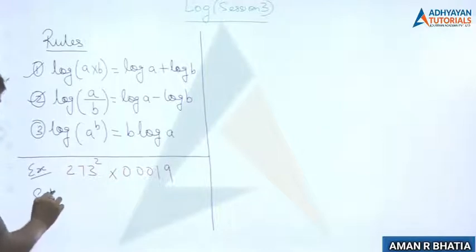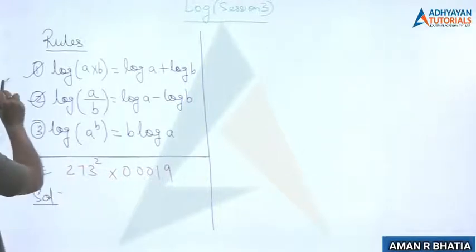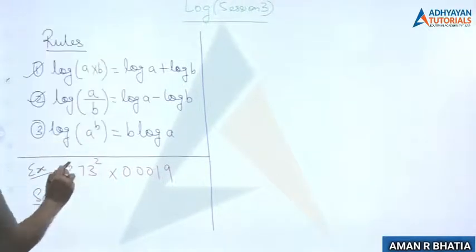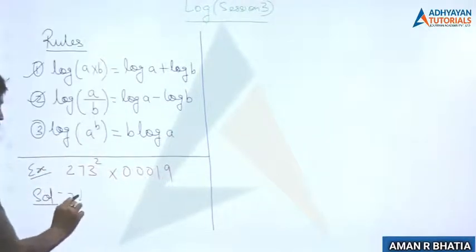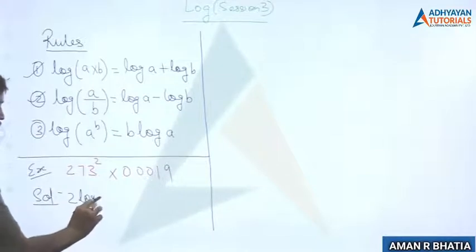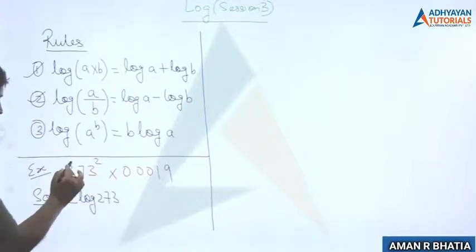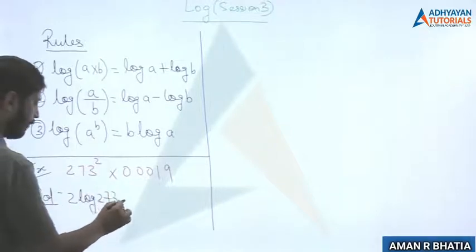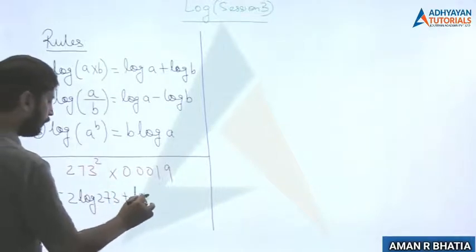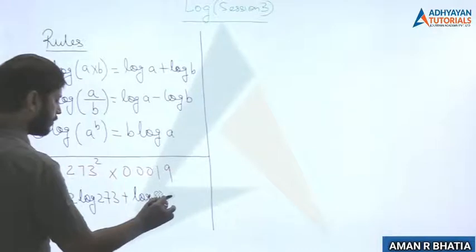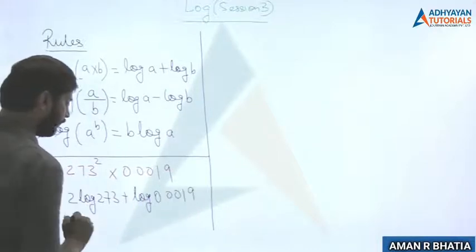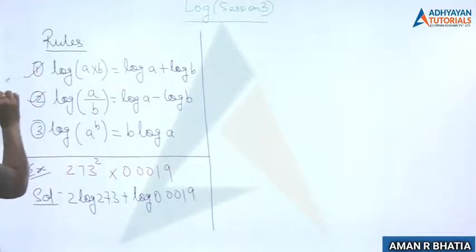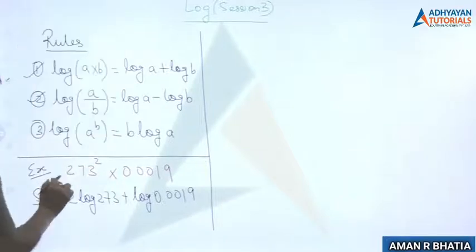Now first of all, when I talk about the solution, I have to rewrite it in the form of log. So this can be written as, 2 log of 273. This is the third rule, a raised to b is b log of a, plus log of 0.0019.